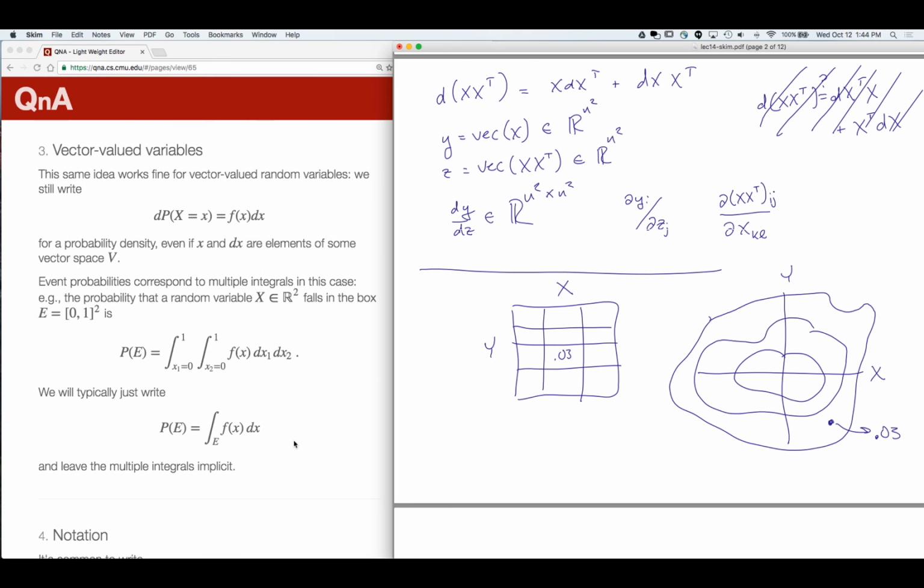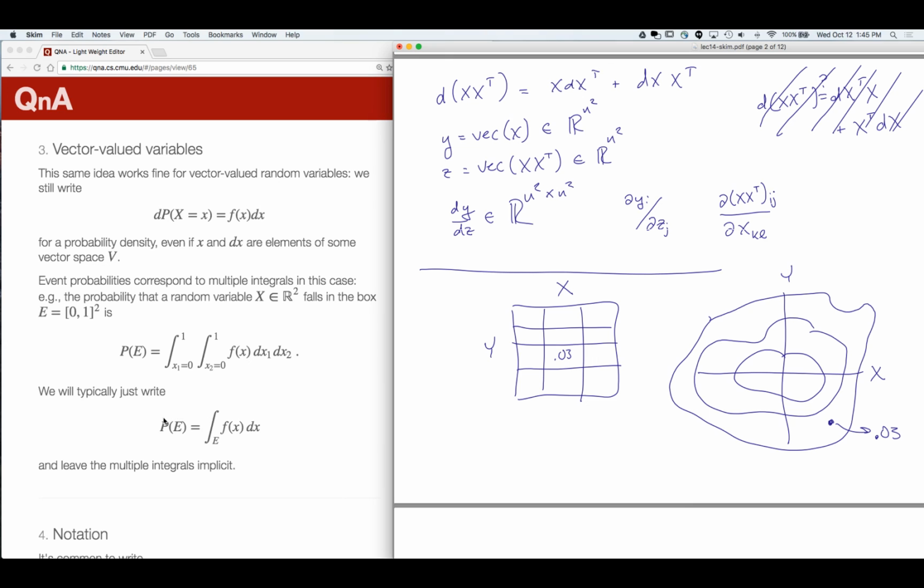Same thing works for vector-valued random variables. You can still write, for a vector-valued x, the differential probability that big X equals little x is equal to f of little x dx. And if you want to find the probability of an event, you're going to have to do a multiple integral in this case. For example, if we're in R squared, we'll do a double integral: the integral for x1 from 0 to 1, for x2 from 0 to 1. That will find us the probability that we're in the box 0, 1 cross 0, 1.